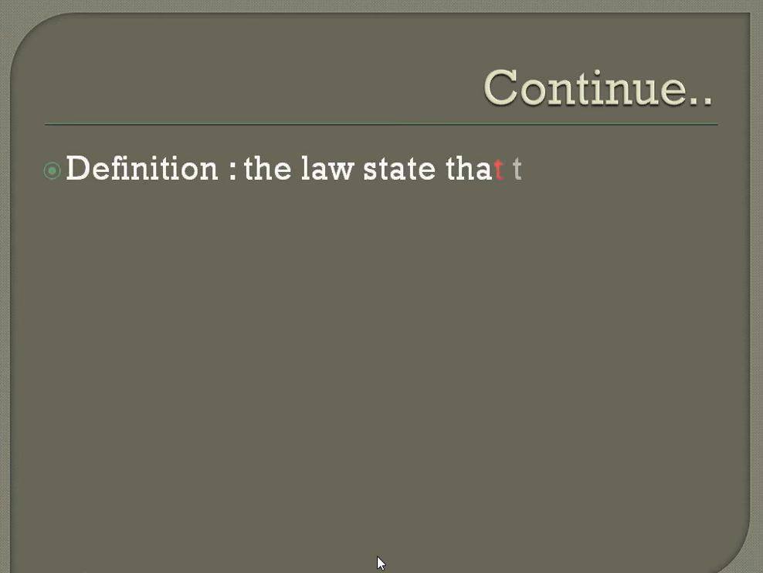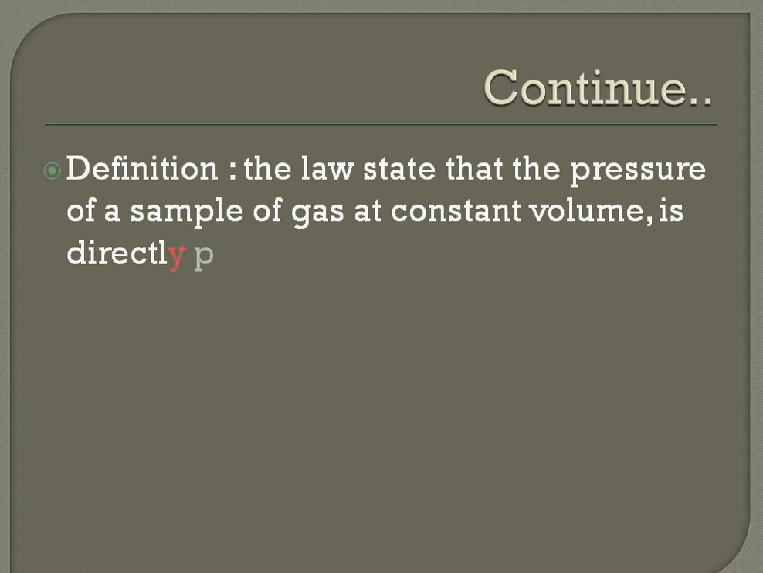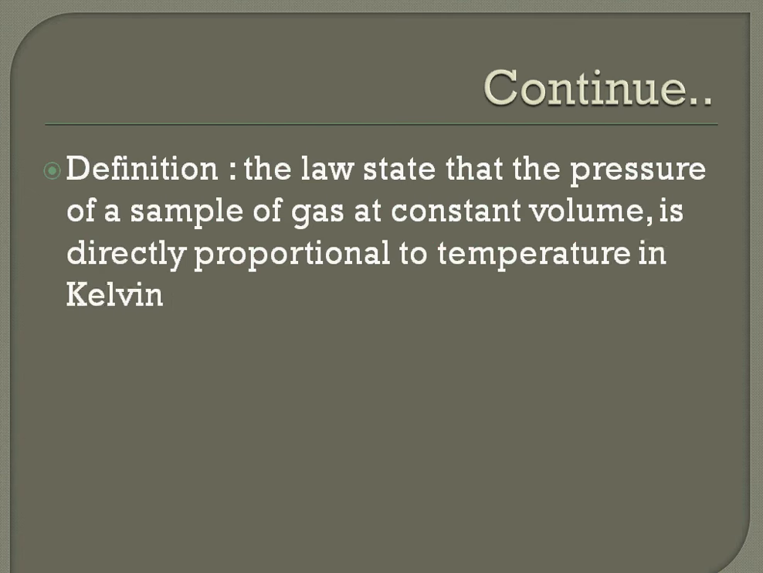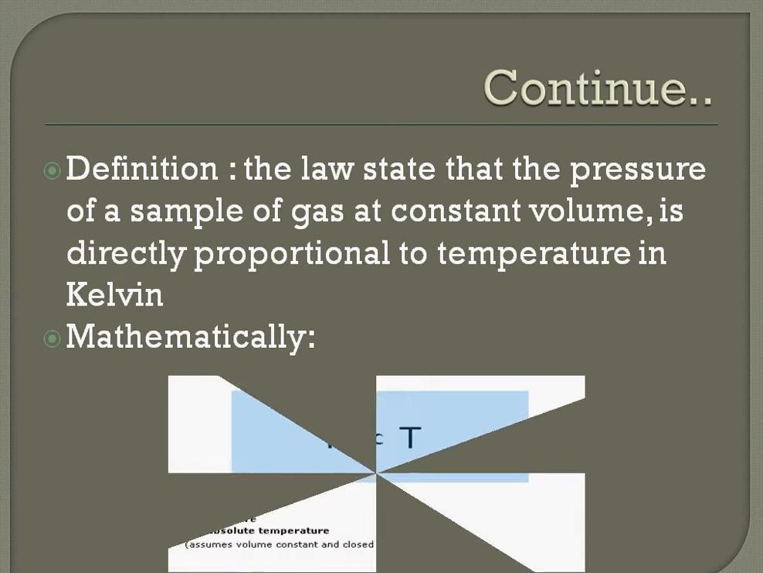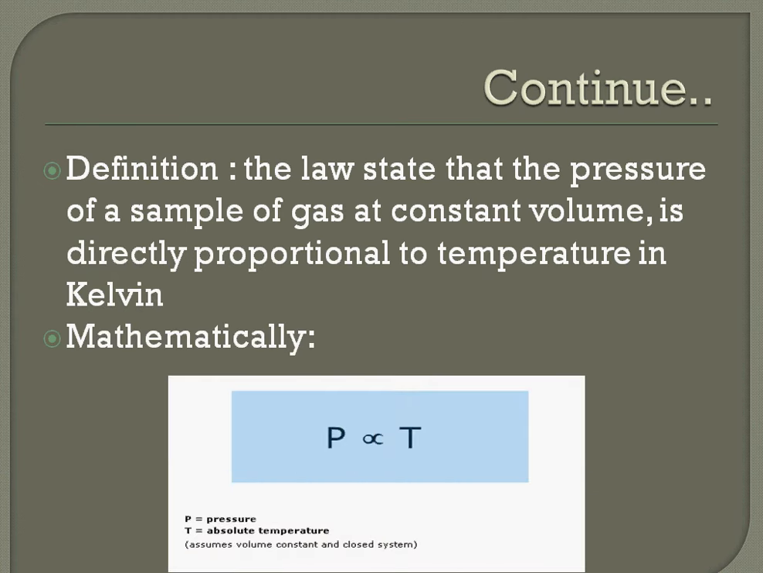Now let's continue with the definition. That is, the law states that the pressure of a sample of a gas at constant volume is directly proportional to temperature in Kelvin. Yes, keep in mind that it is in Kelvin. Now what's the mathematical expression? That is, P is directly proportional to T. What is T? That is absolute temperature. It is in Kelvin.